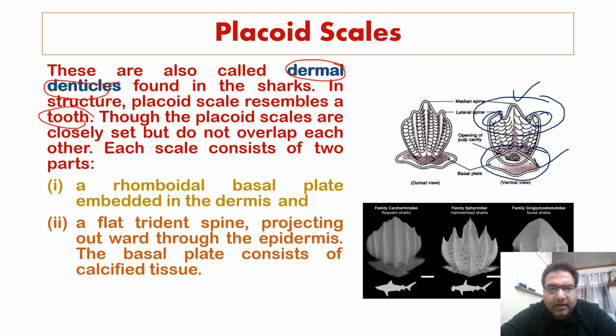It is anchored into the dermis by connective tissue fibers. We call them Sharpey's fibers. So these are embedded in the dermis, and they are anchored to the dermis by the connective tissue called Sharpey's fibers. This is a very important point, that these placoid scales are anchored into the dermis by connective tissue fibers, which we call Sharpey's fibers.